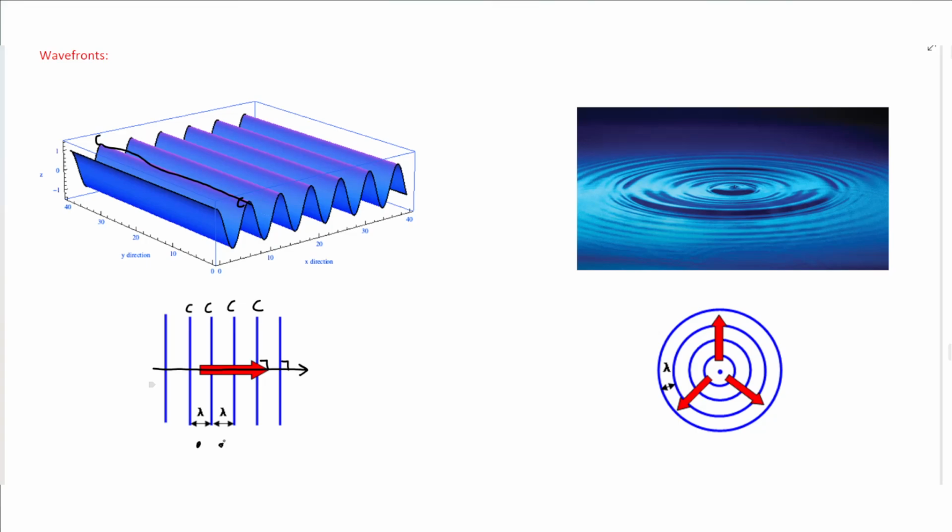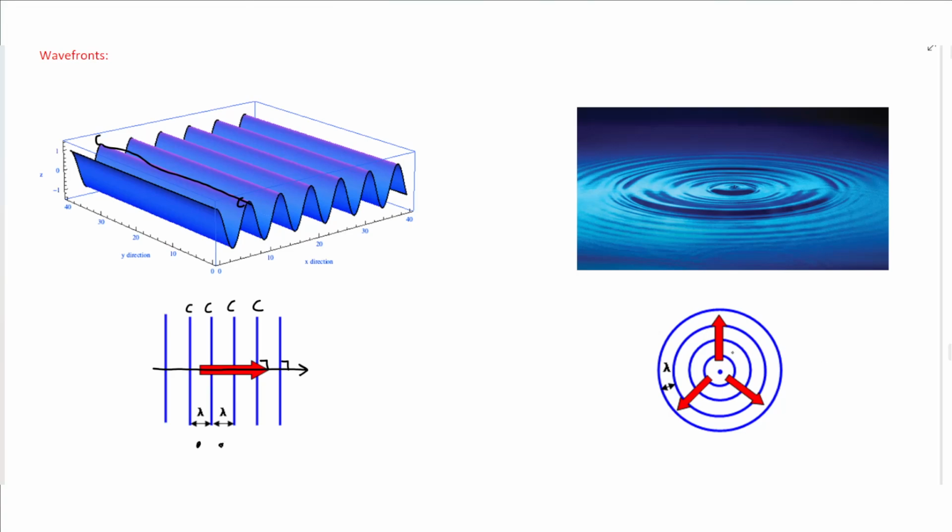So the wavelength does not change if the speed does not change. So these lines are all equally spaced and perpendicular to the direction of travel of the wave. Now, if you have straight lines as wave fronts, this is called a plane wave or plane wave fronts.